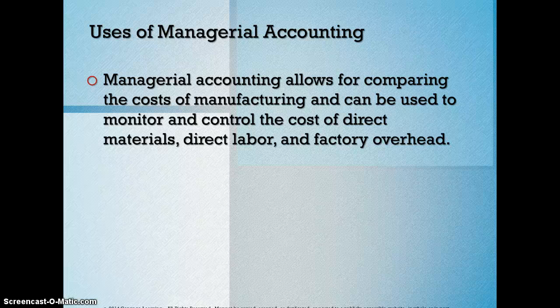Another thing, we can compare the cost of guitars over time. And we can use this to monitor and control the cost of direct materials, direct labor, and factory overhead. So we can continue to make sure that we're keeping our costs consistent, at least to the best of our ability. Sometimes the price of materials may go up and they may go down, but we want to make sure that within our control, we are keeping our costs consistent. So if it normally takes 30 minutes to cut out a guitar, we want to keep it at 30 minutes. We don't want it to creep up to 45 minutes or an hour to cut out one guitar, because the longer it takes, of course, the more it costs.